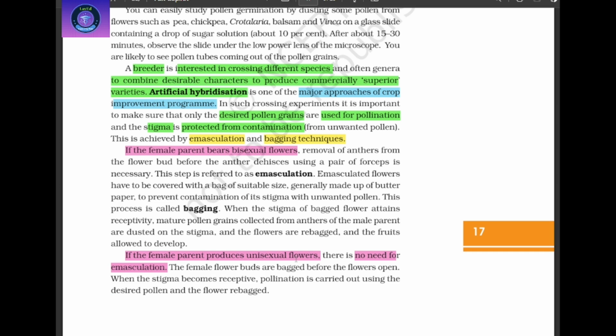Steps involving artificial hybridization. Step number one, selection of parents with desired characteristics. Number two, emasculation, only in the case of bisexual female flowers. If it is a unisexual female flower, no need of emasculation. Third will be bagging. Fourth will be collection of pollen from the male parent. Number five will be dusting of pollen on the stigma. Number six will be rebagging. So this is all about artificial hybridization.